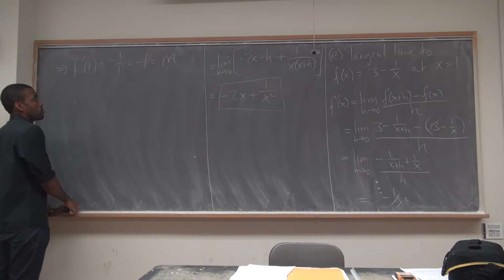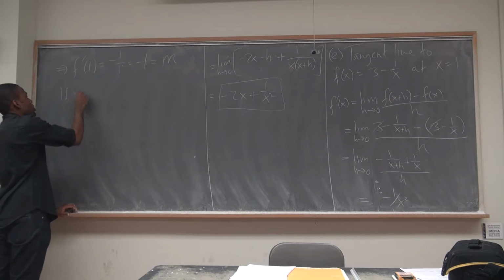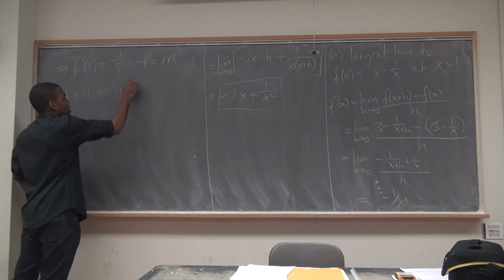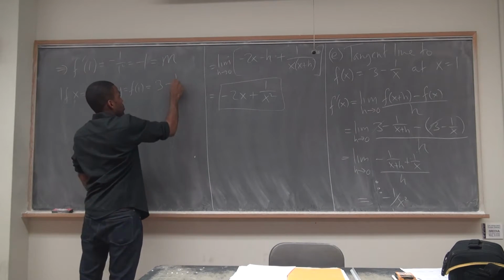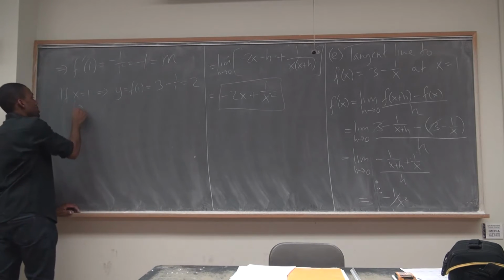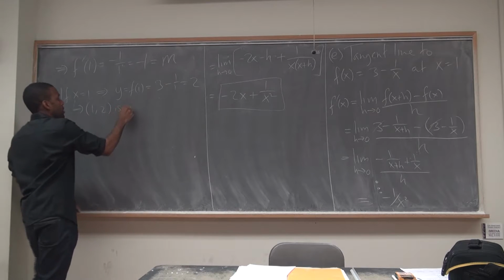Plug it into a linear equation. Right, tangent lines are linear. So now I have the slope. Is that all I need for a linear equation? You need the y-intercept. Okay, how do I get to that? Plug in 1 in the original equation. Plug into what equation? The original one of x. Why would I do that? To find y. So I know if x equals 1, then my y is just going to be f of 1, which I would plug into this equation. 3 minus 1 over 1, which is 2. So this means 1 comma 2 is on the line.